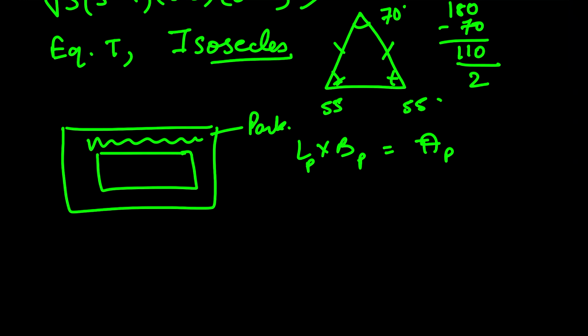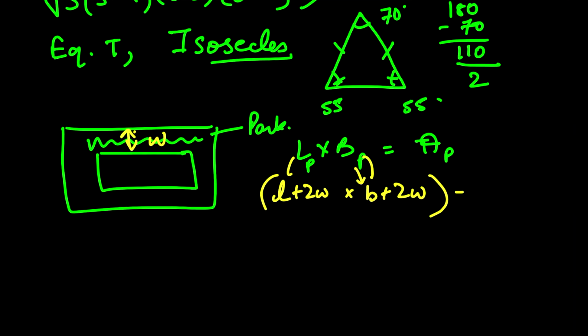So for example, if this is, let's say for us, the uniform width is W. Then what will happen? The outer rectangle, this L and B, will actually be L plus 2W, and this one will be breadth plus 2W. Now when you multiply these two, you have to further subtract it by L into B, which is this part L and this part B. And then you would get the area of path.